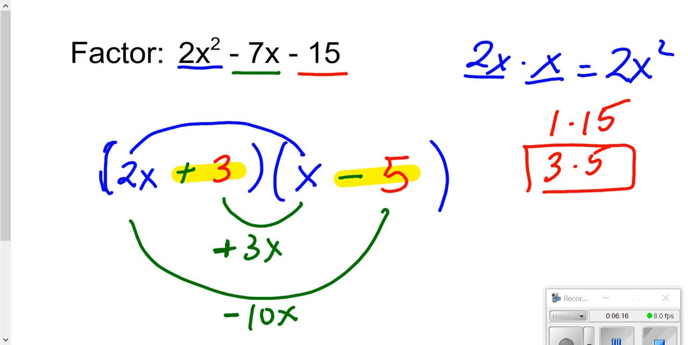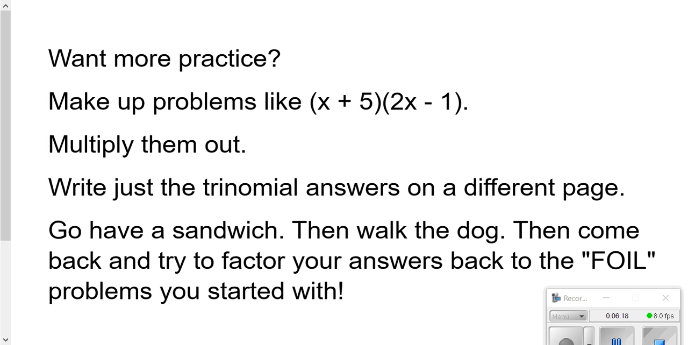So that should give you the idea that if you want more practice, all you have to do is just make up problems like this, okay? Make up some nice problems with not huge numbers, like don't say 49x plus 17 and 39x minus 42. I mean, don't do that. Just like smallish numbers. Put an x in the beginning of each, right? So have an x type thing here and an x type thing here. Have just a regular number here and a regular number here. Multiply them out using FOIL.